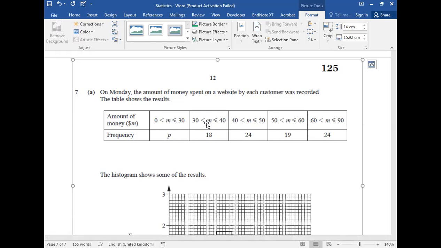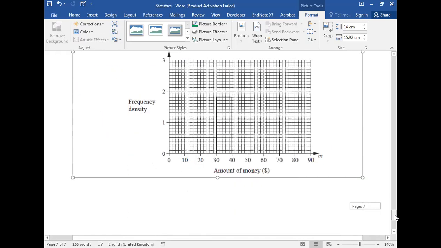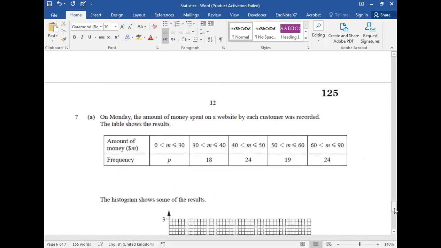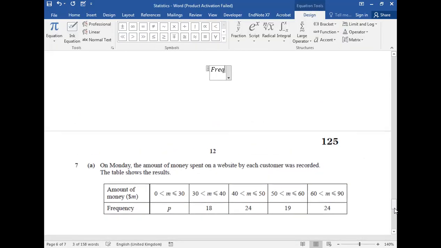Are they equal? Even if one of them is not equal, I've told you people, we cannot plot a frequency histogram. Instead, we plot a frequency density histogram. Why do we do that? I'll explain it to you, don't worry. But first, let's understand what frequency density is. Frequency density is frequency upon class width.